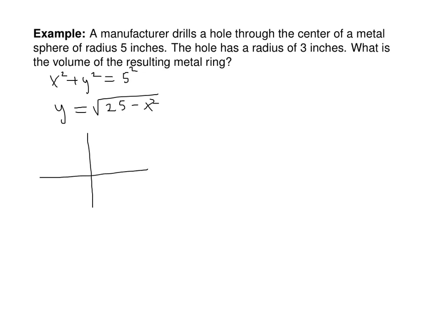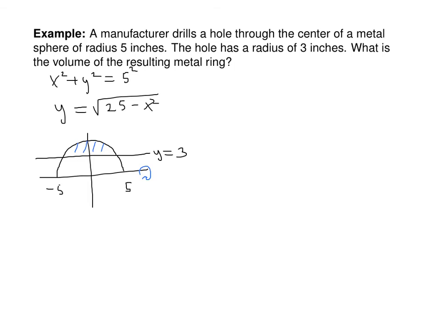So circle, radius 5, I only need the top half, so there's the top half of that circle. Here's negative 5, here's positive 5. Okay, the hole has a radius of 3 inches, which means that I also have a line at y equals 3. And I get my metal sphere with a hole in it by taking this area and spinning that about the x-axis.